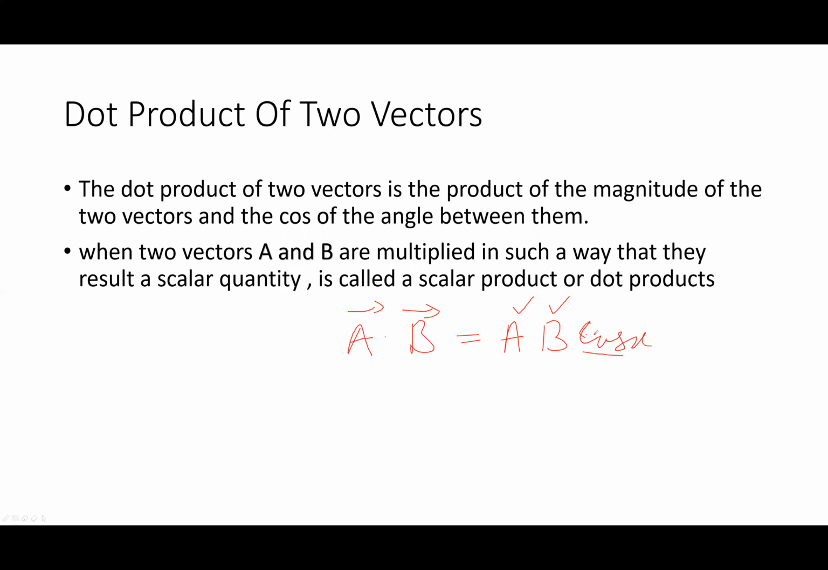When two vectors A and B are multiplied in such a way that they result in a scalar quantity, it is called a scalar product or dot product. For example, if we write work is equal to F dot D, work is the dot product of force and displacement. So work is a scalar quantity. So this is called dot product.